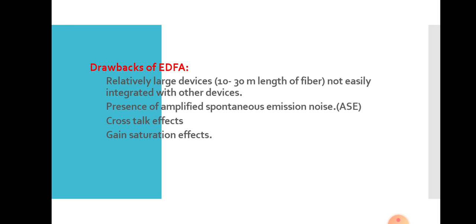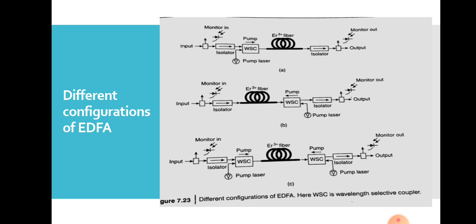It also has some disadvantages. These are relatively large devices, that means an optical fiber cable of length 10 to 30 meter is necessary for implementing an EDFA amplifier, and such devices are not easily integrated with other devices. Also there will be amplified spontaneous emission noise, ASE, and there will be chances of crosstalk, and also gain saturation effects. These are the drawbacks of EDFA. Next we will see different configurations of EDFA.